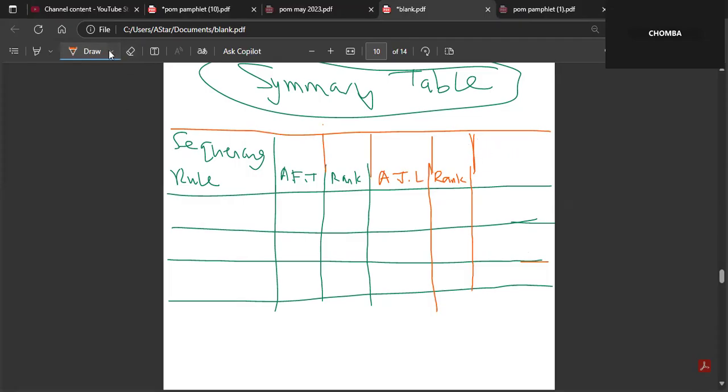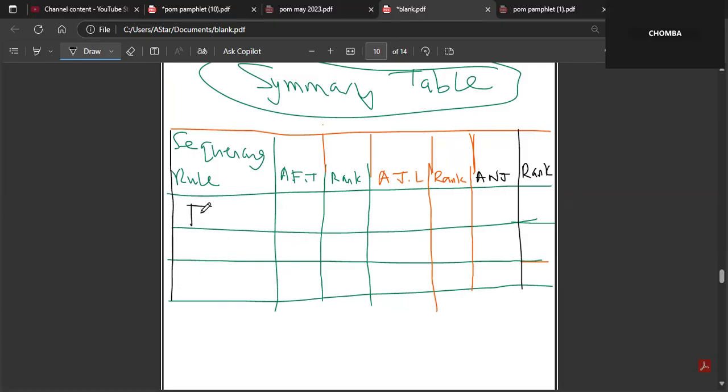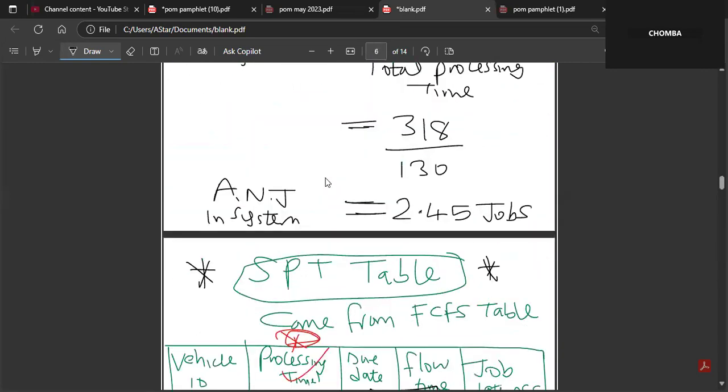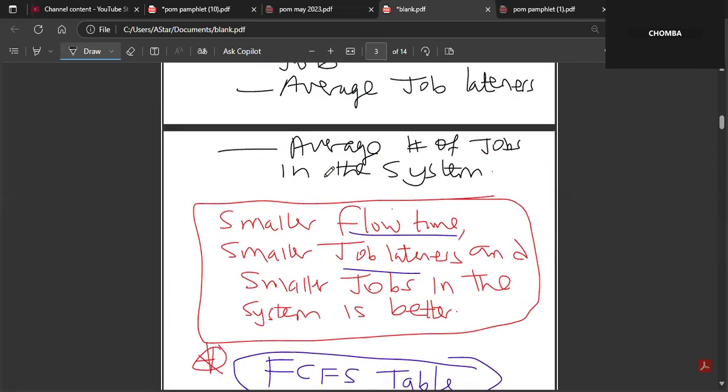So this is what's happening. We are evaluating average flow time rank, average job lateness rank, and average number of jobs in the system. Then you also do the rank. So the first come, first served, shortest processing time, critical ratio. What was the average flow time for the first come, first served? Let's go here and get them. This was the first come, first served table, not so?